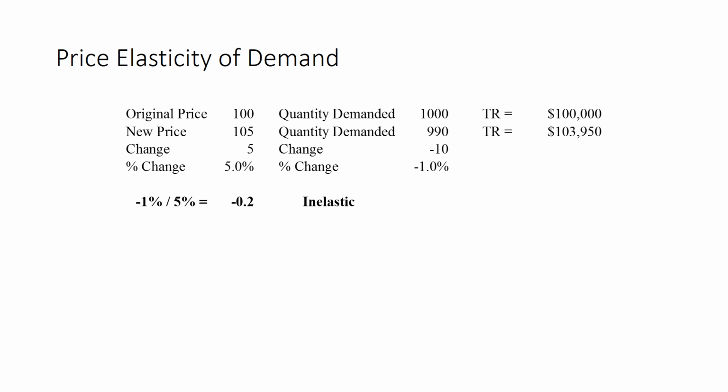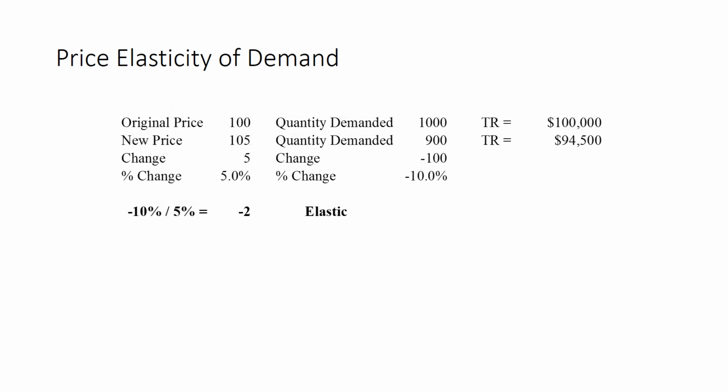Now look at the columns. The original price is $100, and the new price is $105. Price increased $5, which is a 5% increase. The original demand was 1,000 units, and the new demand is 990 units. Quantity decreased 10 units, which is a 1% decline. So minus 1 divided by a positive 5 equals minus 0.2. The absolute value of the ratio is less than 1, so demand is inelastic.